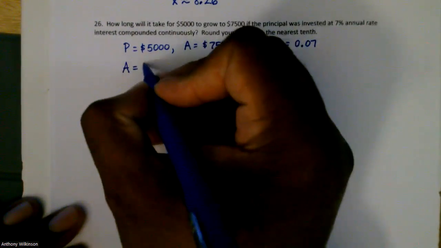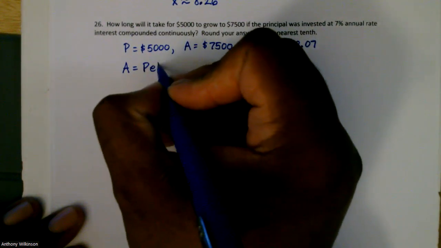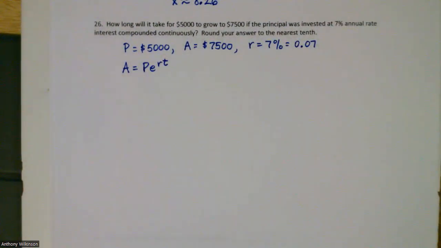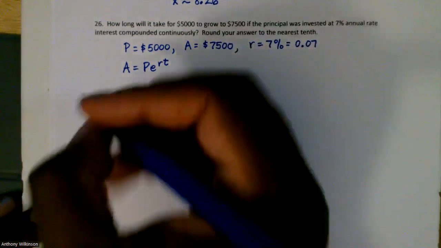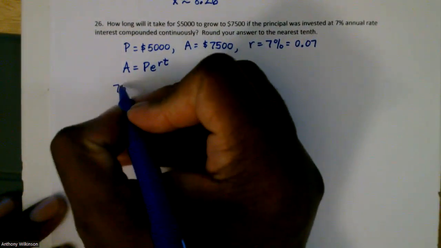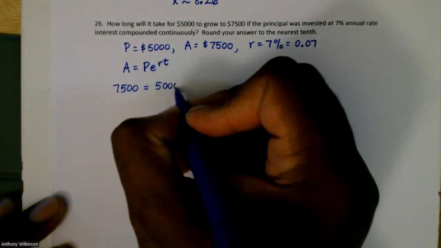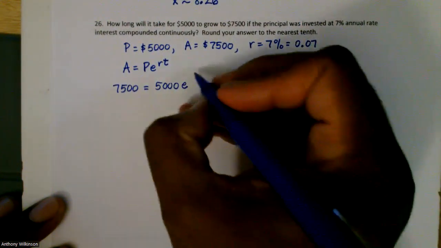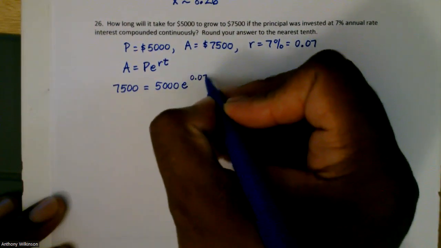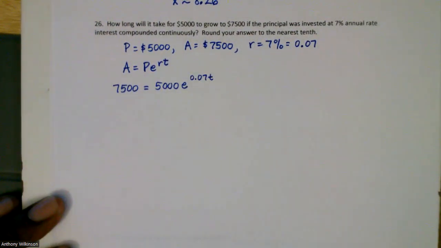A is equal to P times E raised to the RT. Okay, and that's because, in this case here, it's compounded continuously. And we're finding out what T is. Now, let's substitute. The A was $7,500. That's equal to the P, which is 5,000, times E to the R, that's 0.07, times T.